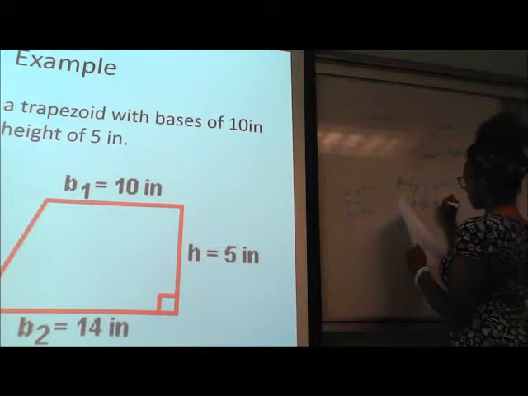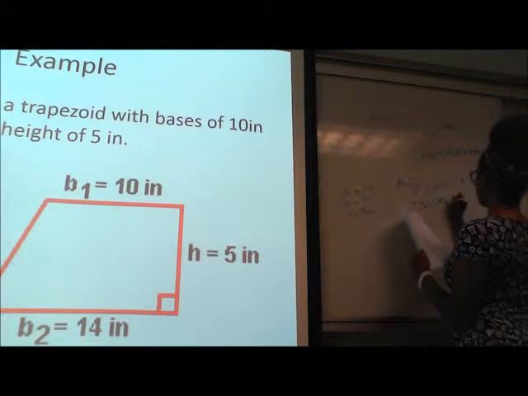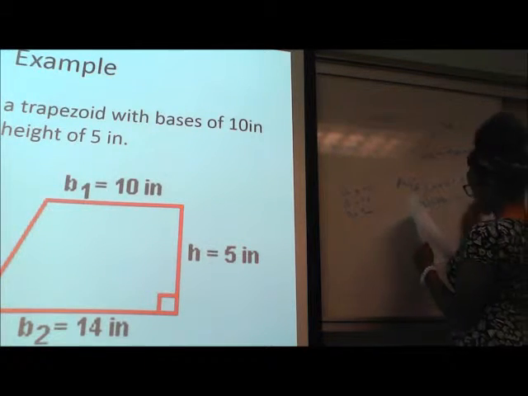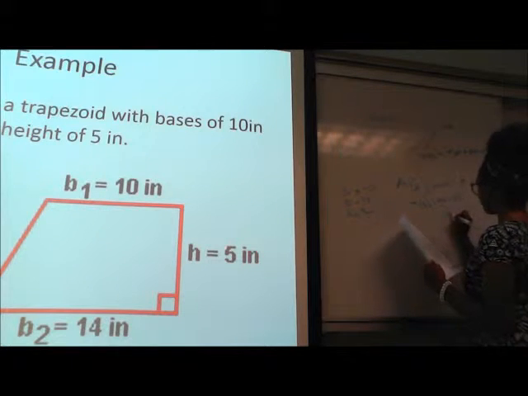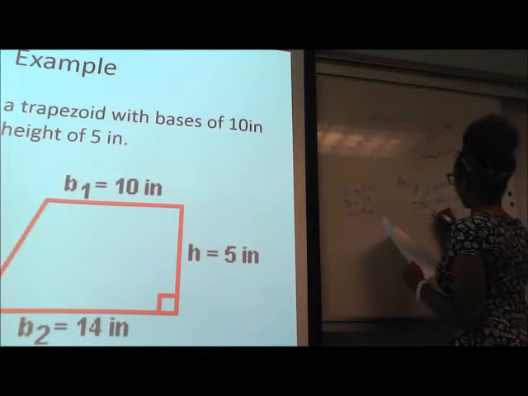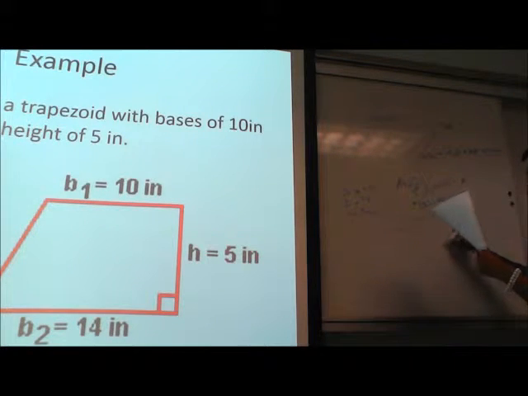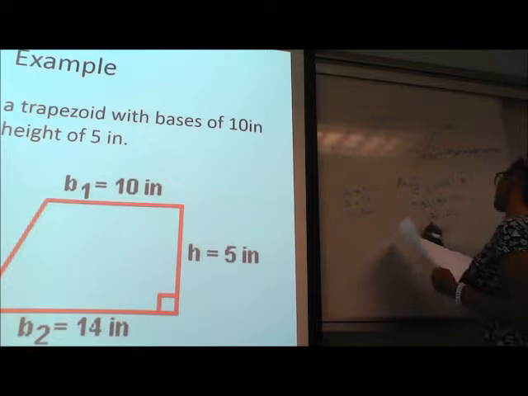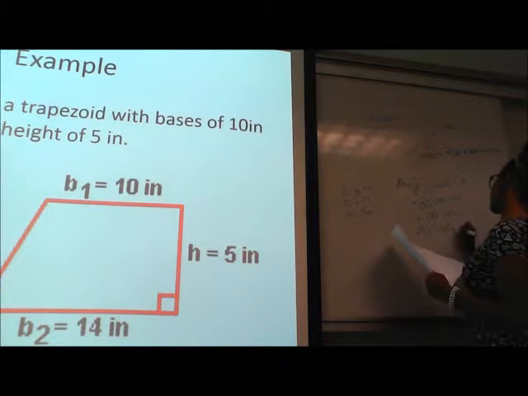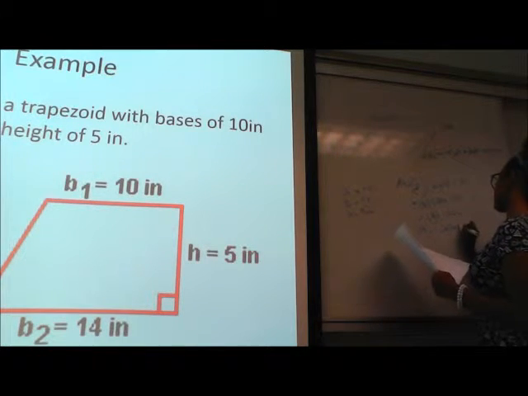So you have 1/2 times 24 times 5. 24 times 5 is 120. And you're going to remain with your 1/2. Then you're going to evaluate. 1/2 times 120 ends up being 60. And your answer is the area is 60 inches squared.